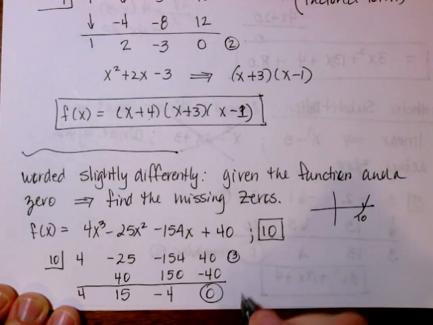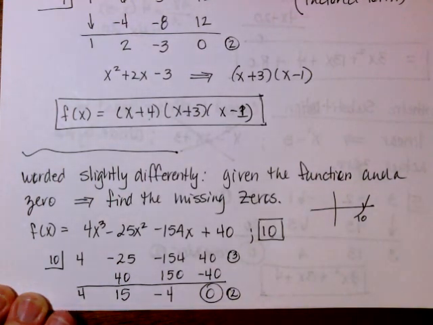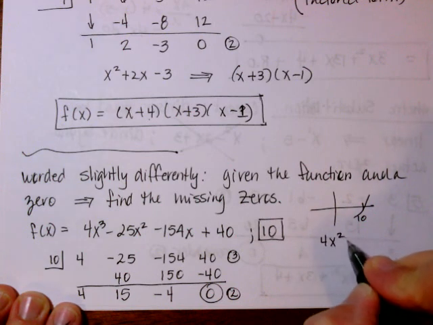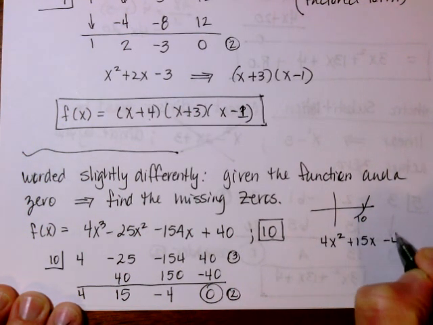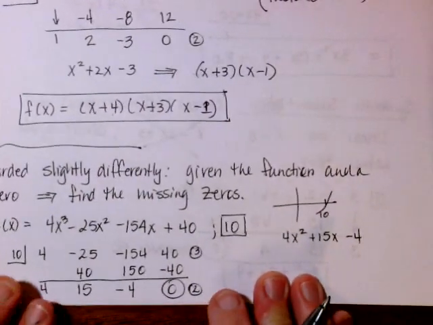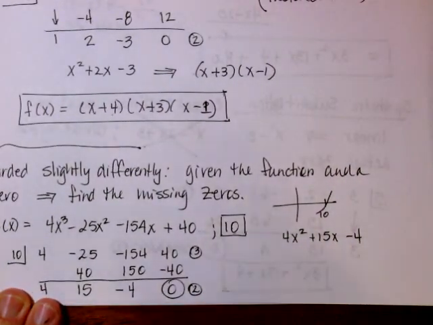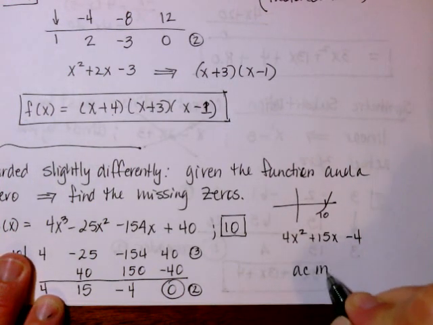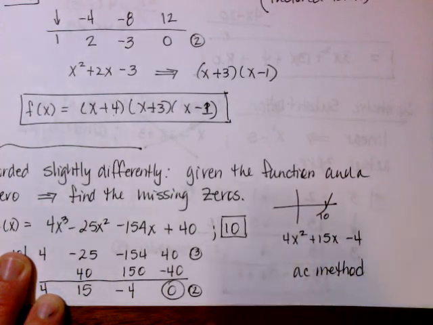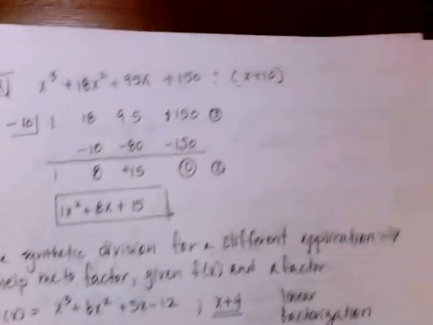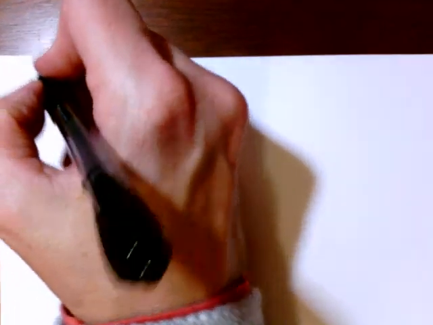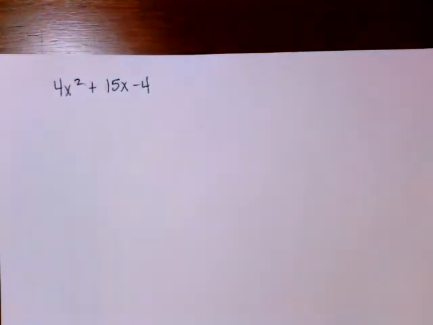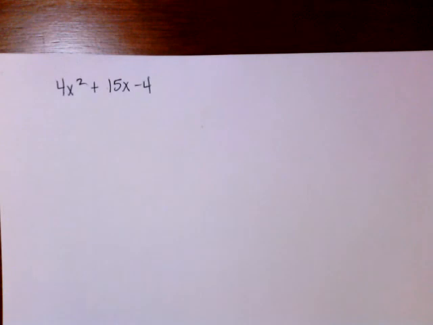Okay? This was a third degree polynomial. That means this is a second degree polynomial. So I'm left with 4x squared plus 15x minus 4. Well, I'm missing two zeros, so now I need to factor this expression. So I'm going to do the AC method. I'm actually going to go to the next sheet of paper so that it doesn't get too crowded, and I'll rewrite that at the top of the page. So we had 4x squared plus 15x minus 4 left, and we're going to use the AC method to factor that.